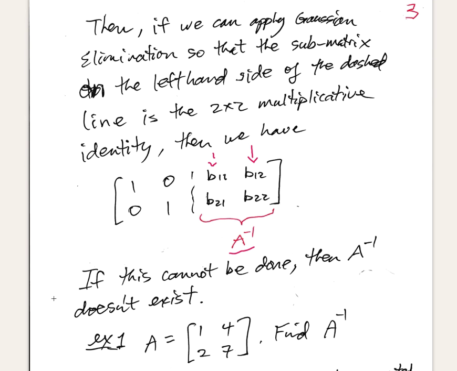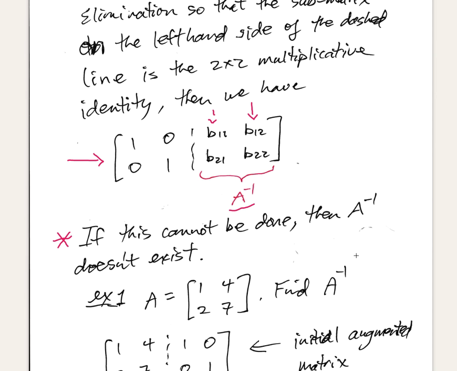Okay? By the way, if this cannot be done, if you can't reach that stage, and I'll give you an example here in a minute, then A inverse does not exist. Remember, not every 2 by 2 matrix, or every square matrix for that matter, is invertible. Do you remember the conditions under which it's invertible? A square matrix is invertible if and only if its determinant is non-zero. But we're not going to be talking about determinants other than mentioning that here. So this is a determinant-free method.